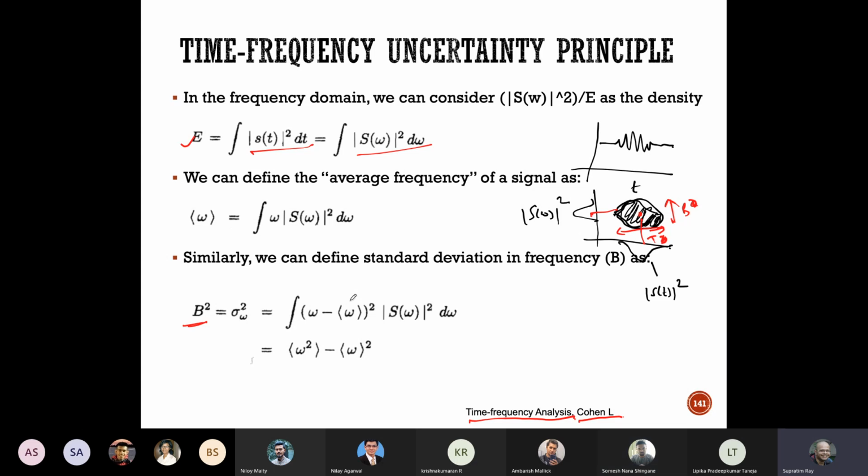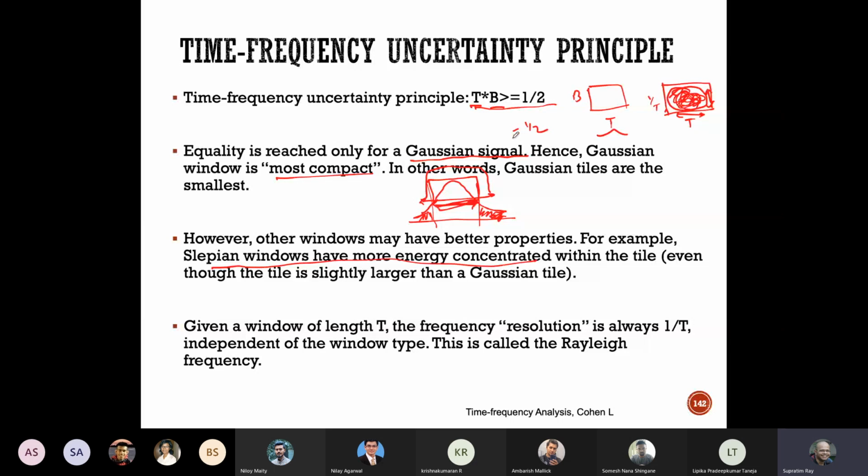If you define it, then equality is reached only for a Gaussian. It is equal to half. Yes. Okay.